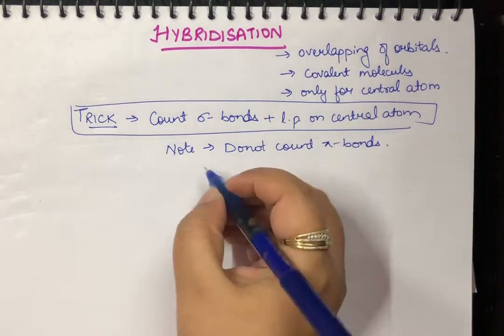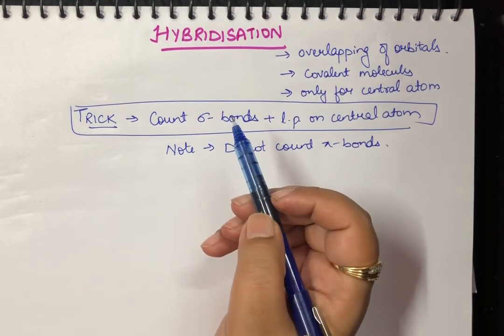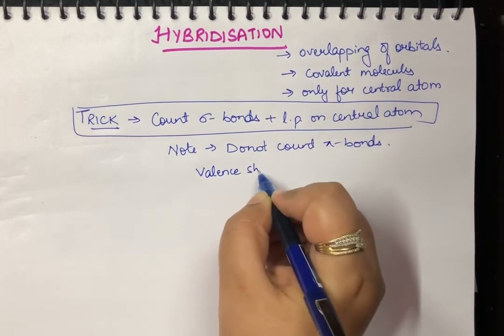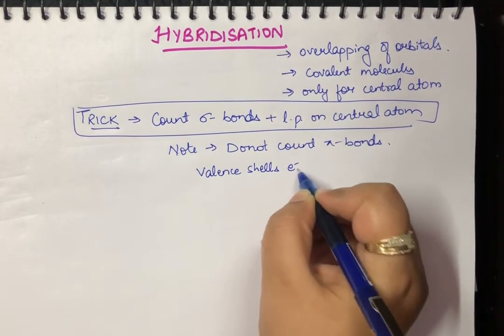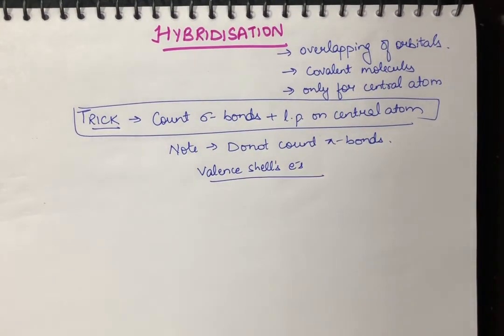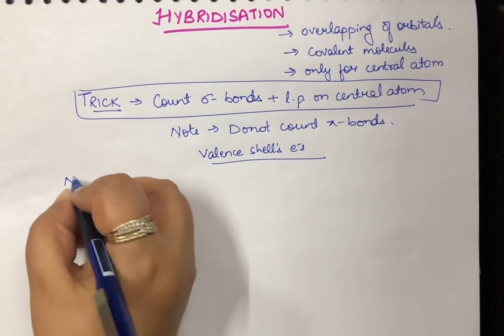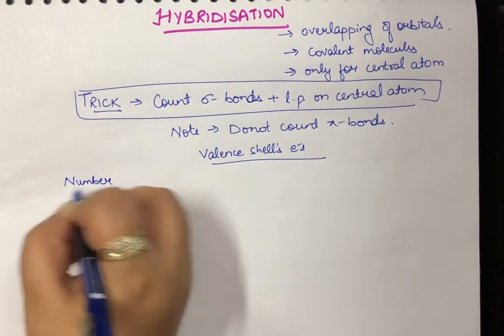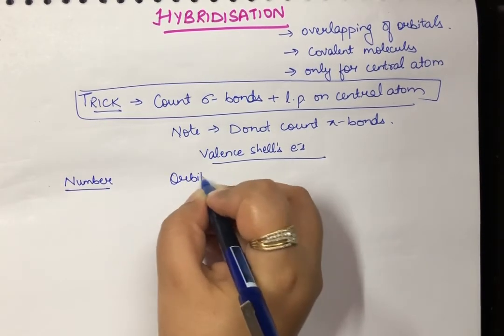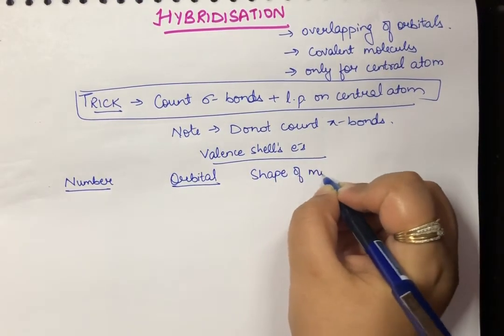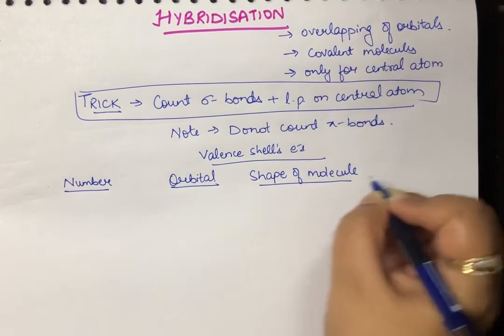So in a similar way, we know that the bond is formed only with the help of valence shell electrons. We are only talking about valence electrons here because not all the electrons in a particular atom are going to participate in bonding except the valence electrons. So now I'll share an easy way of remembering a few of the hybridizations, the shapes that they will form, and the bond angles.